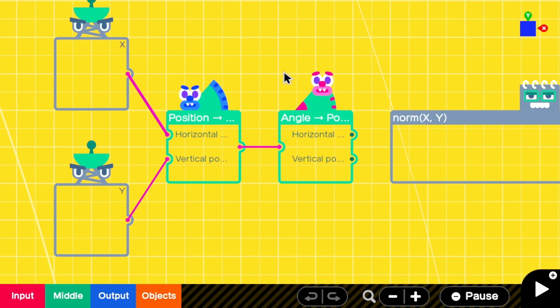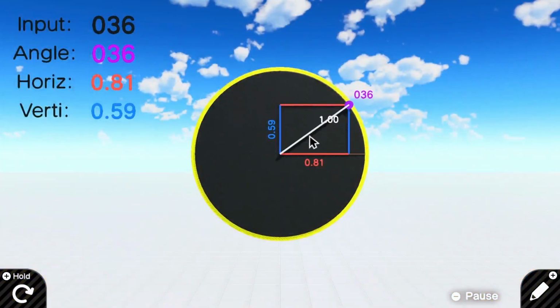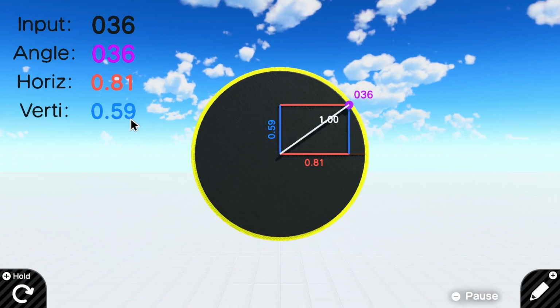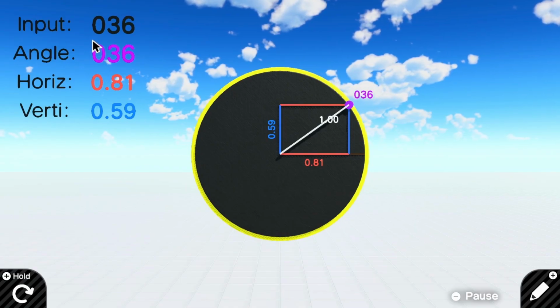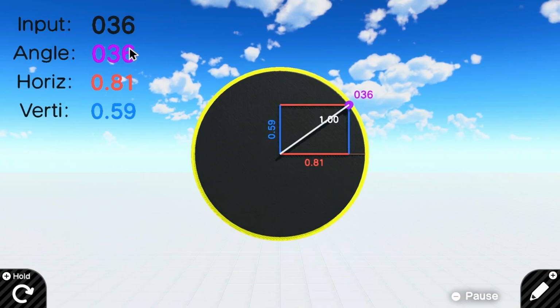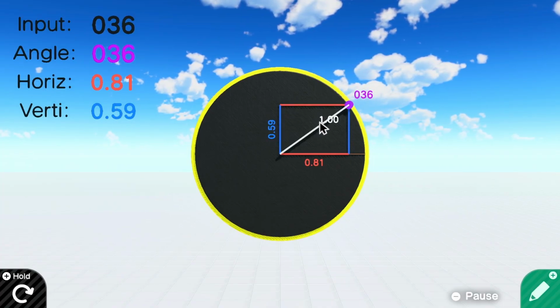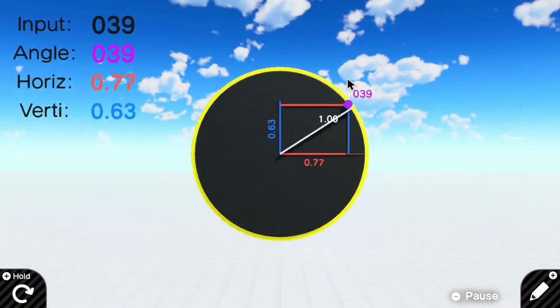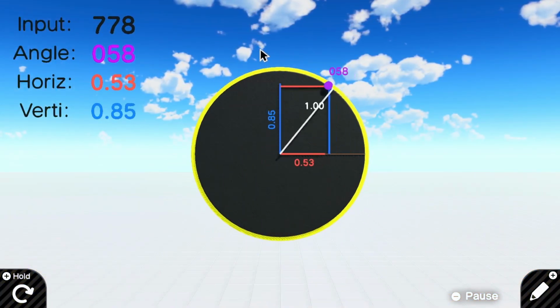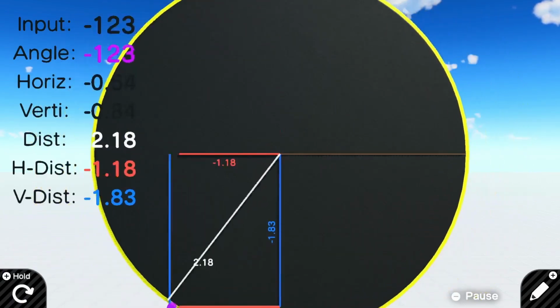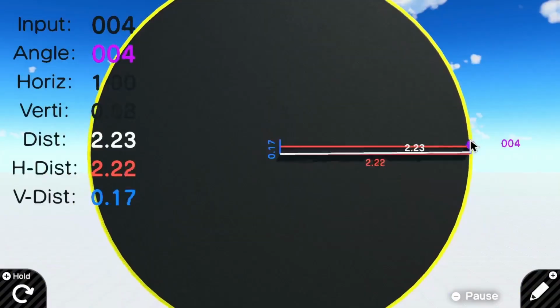So another interesting property of these two nodons that we can use is the fact that these two nodons are basically just mirrors of each other. So for example, if I take 0.81 and 0.59 and send it to the position to angle nodon, that's going to give me 36. And if I put 36 into the angle to position nodon, it's going to give me literally the same values. However, remember that the angle to position nodon only outputs values within this circle. However, the position to angle nodon can take literally any value that we want.